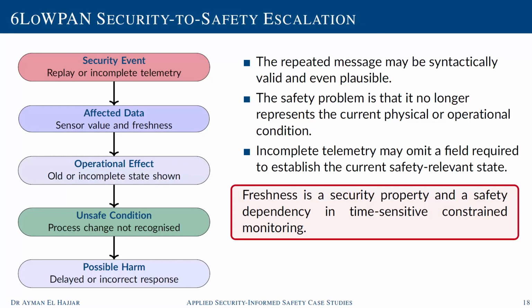The security to safety escalation for 6LoWPAN involves the path from security events all the way to possible harm. Replay or incomplete telemetry, for example, may cause an old or partial state to appear current. The unsafe condition arises when a physical or operational change is not recognized. Freshness is therefore both a security property and a safety dependency.